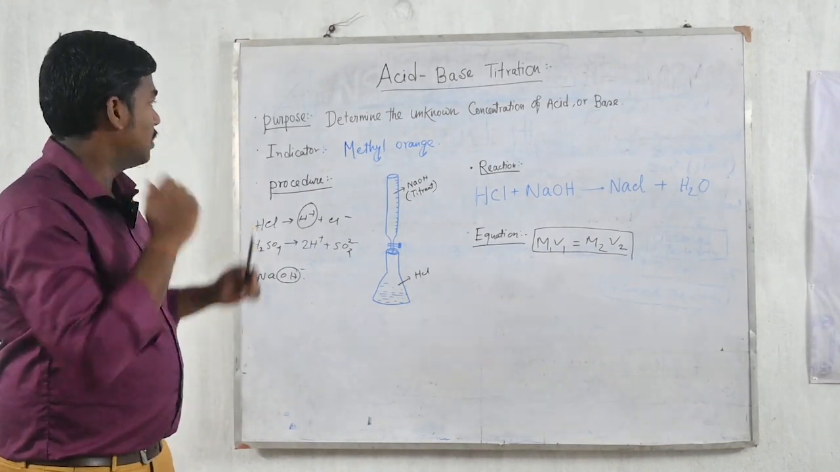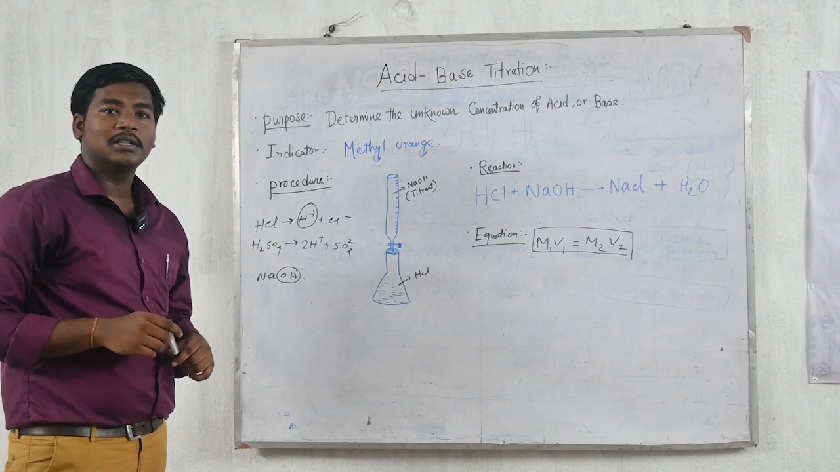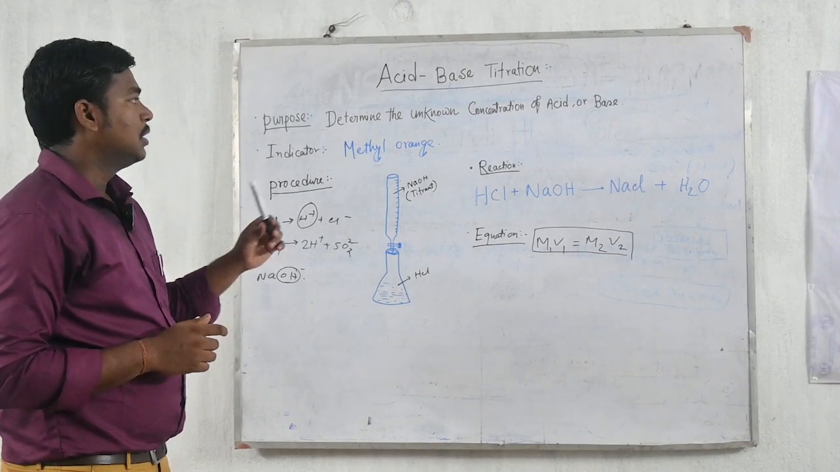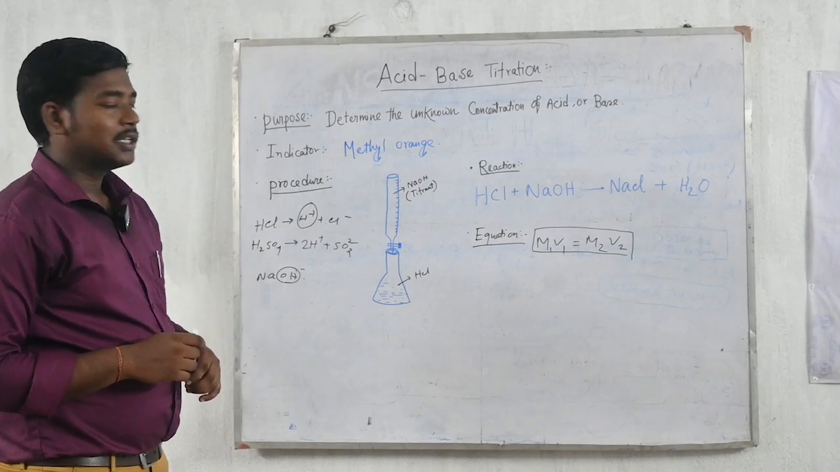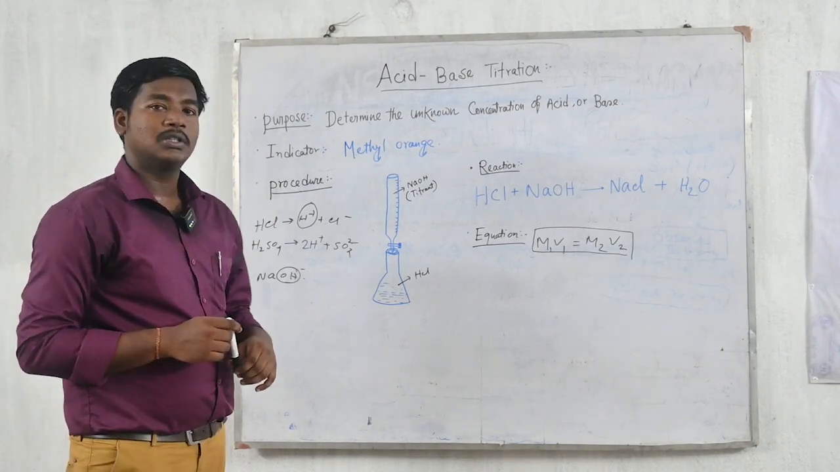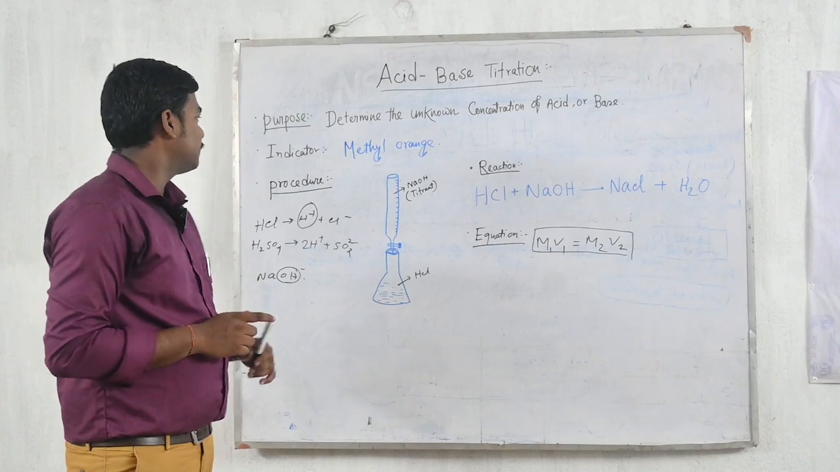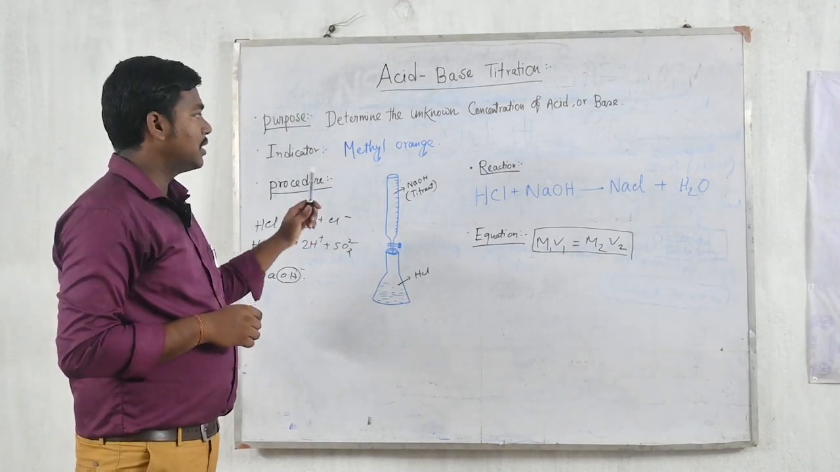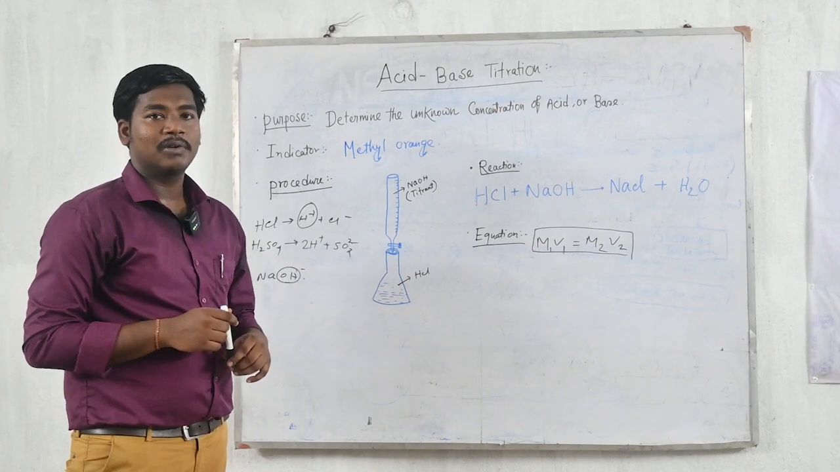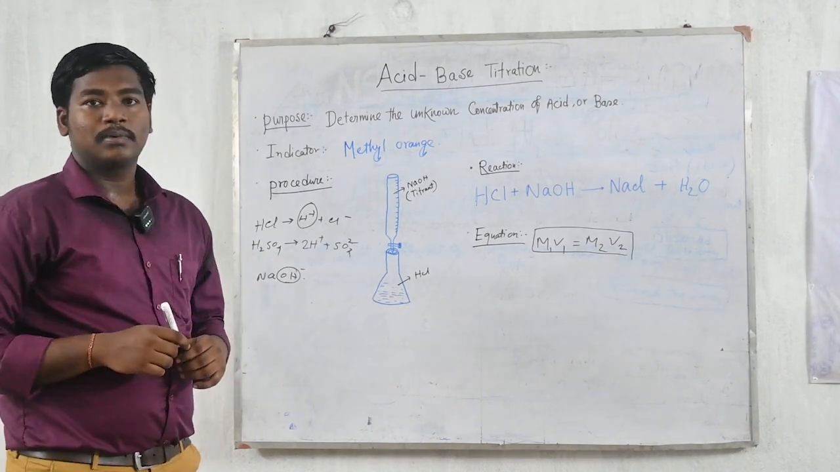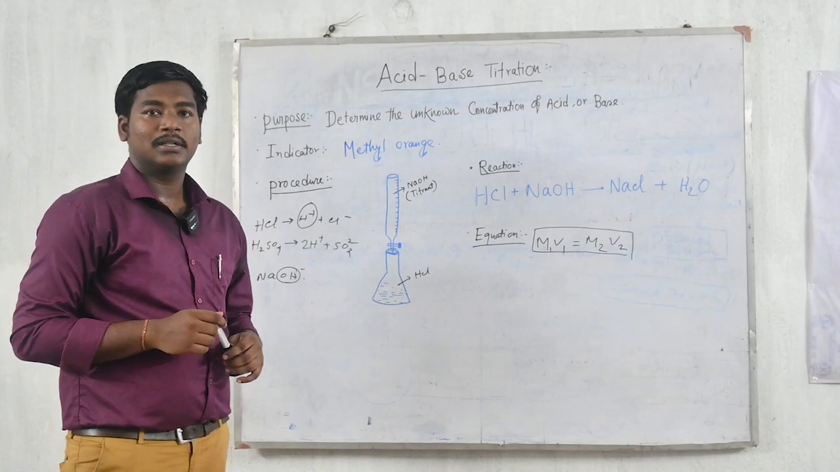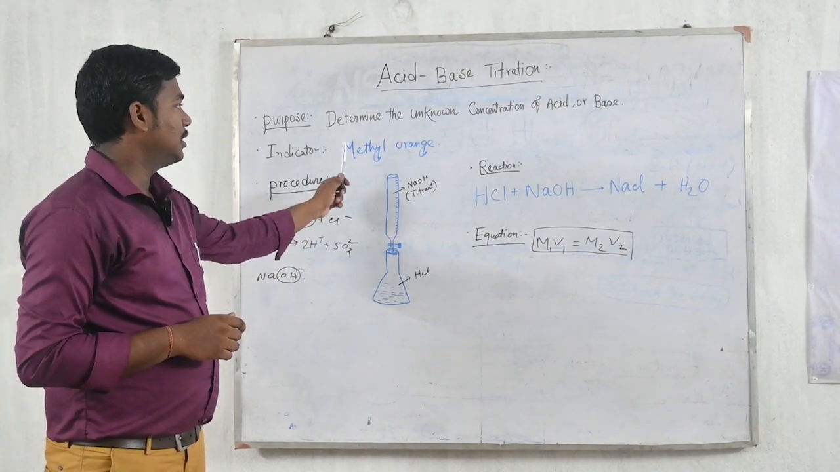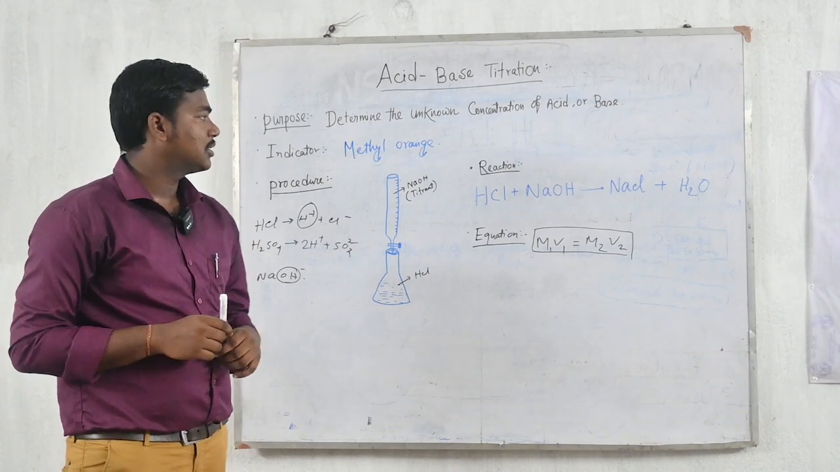Now we are going to the main topic, that is titration. Titration is basically the process to determine the unknown concentration of an acid or base. In the case of acid-base titration, we can determine the unknown concentration of acid or base in the substance. Now the indicator here in acid-base titration, mainly we use methyl orange, and another type of indicator like potassium permanganate, it acts as a self indicator. Also methyl orange is used mainly for acid-base titration, etc.